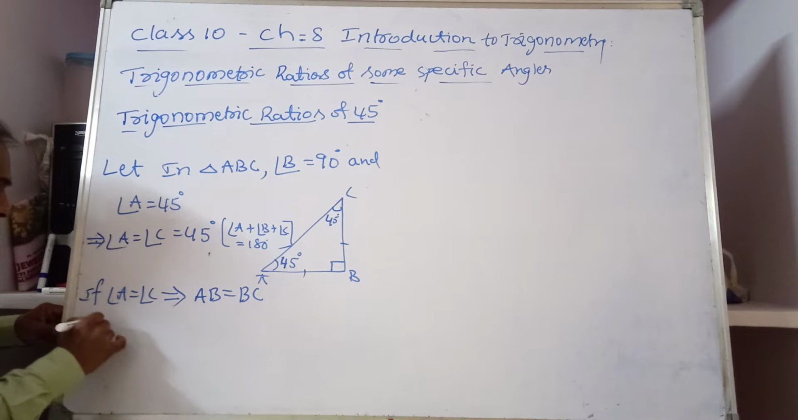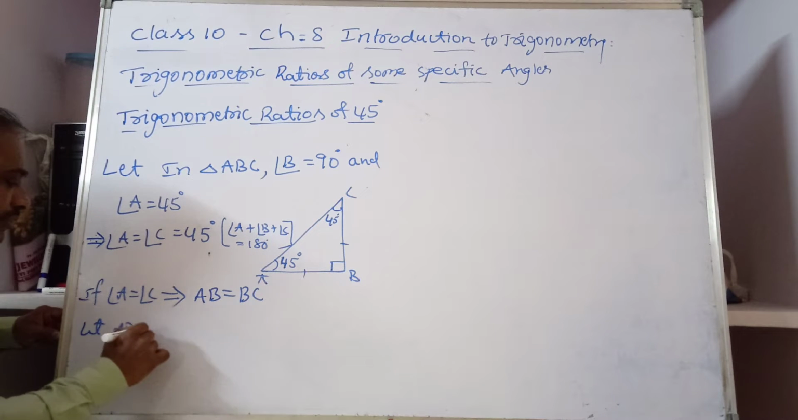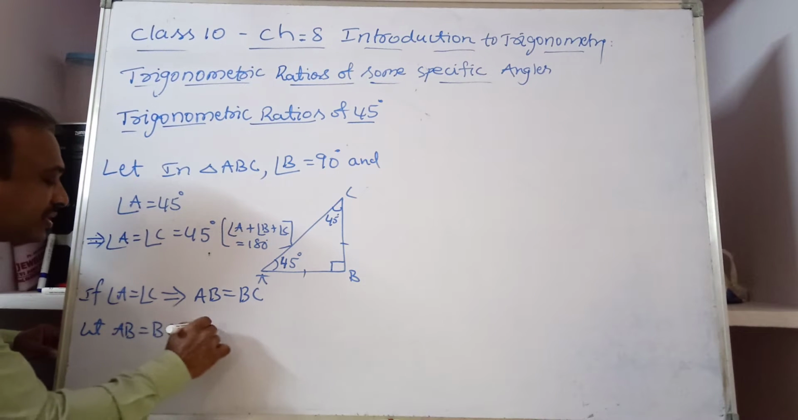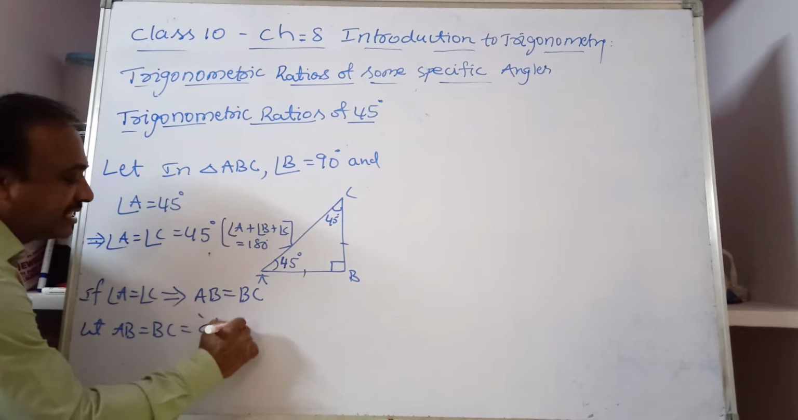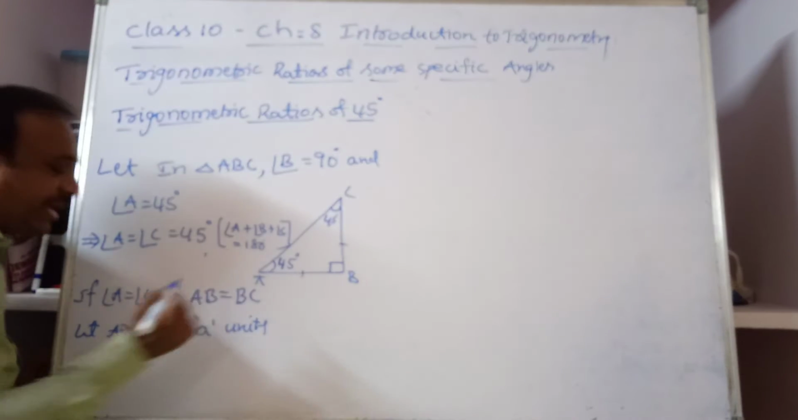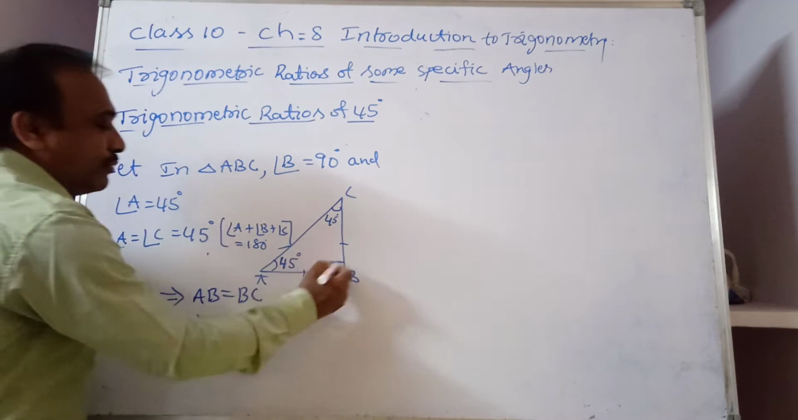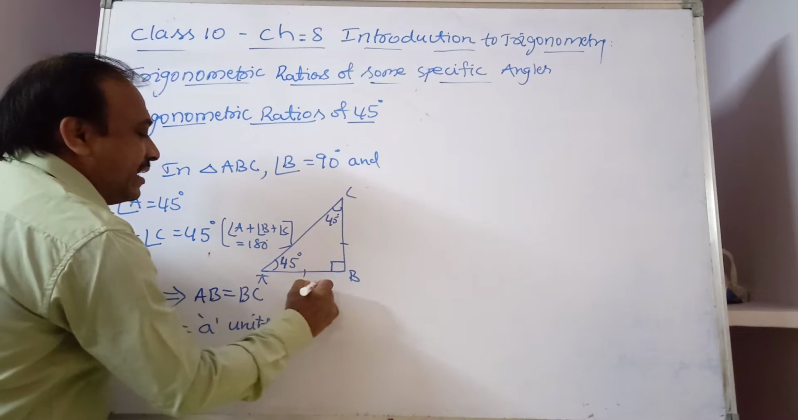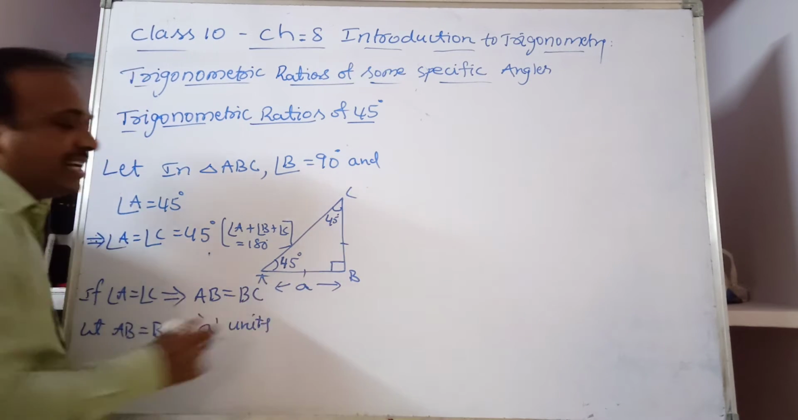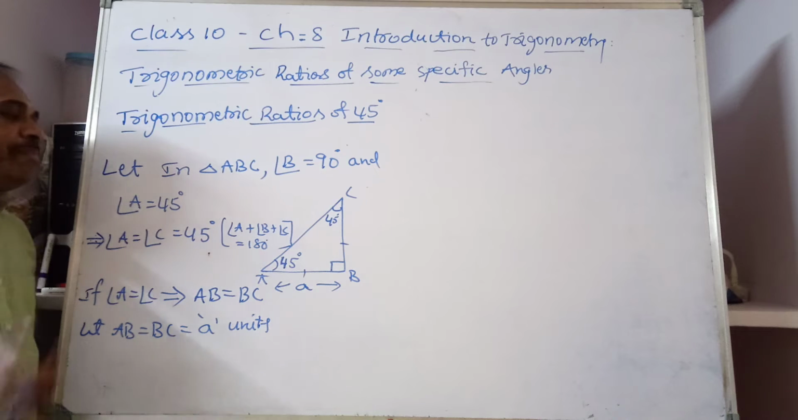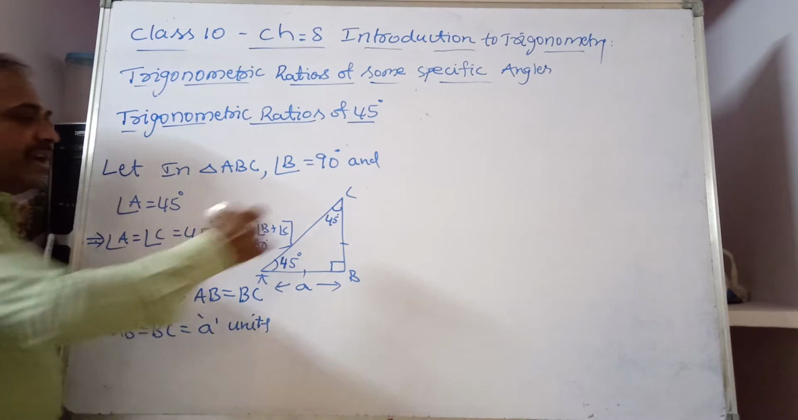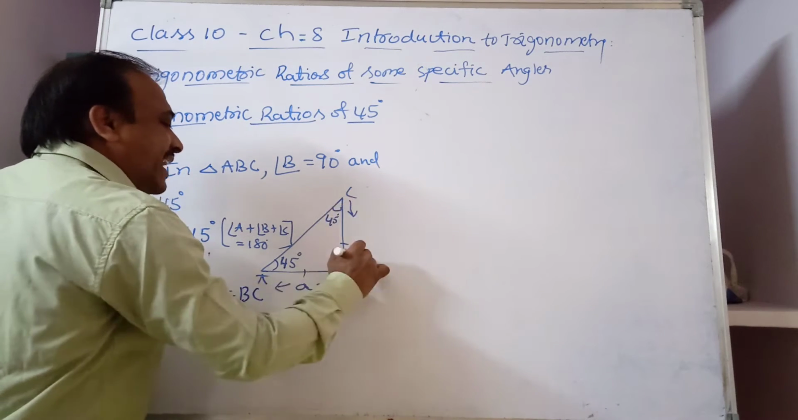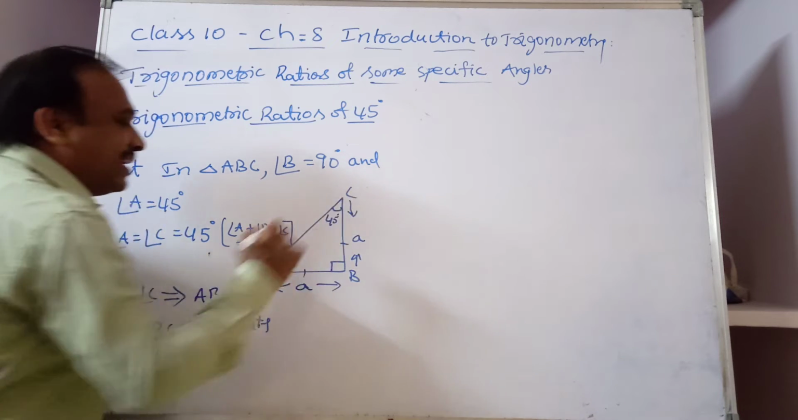Let AB is equal to BC is equal to A units. What we are assuming is A. This is A to B. We are assuming A as a distance, like 2 centimeters, 3 centimeters, 4 centimeters. Now we are taking A, so BC also will be the same because they both are equal.